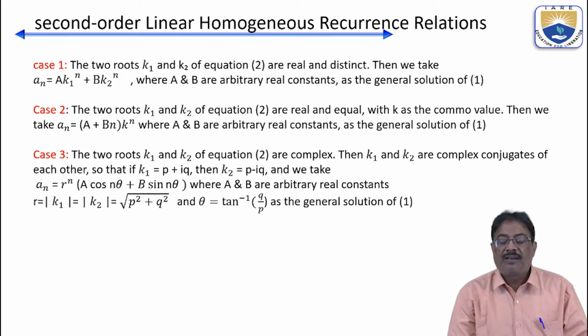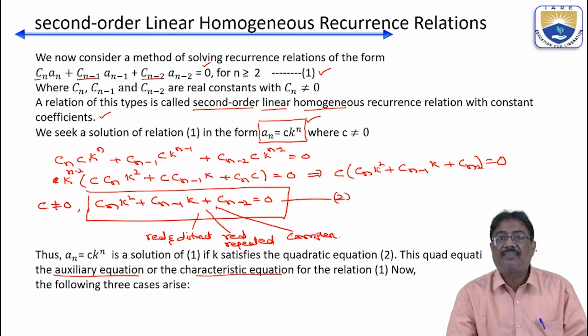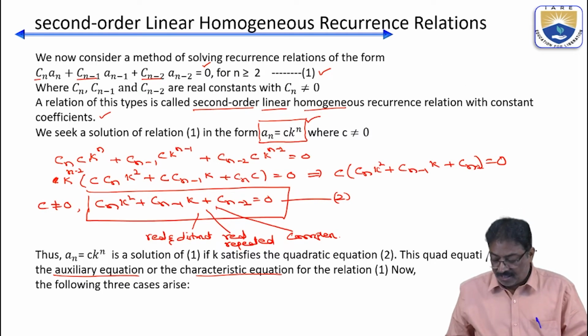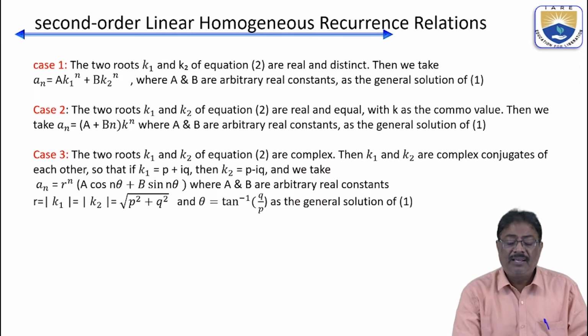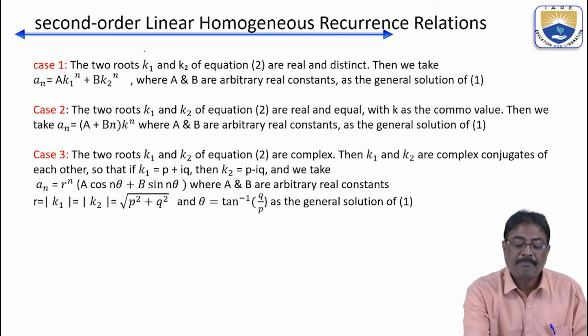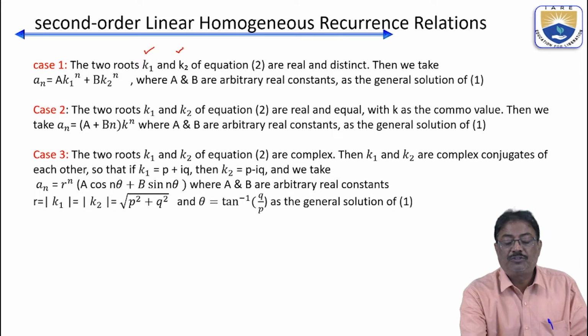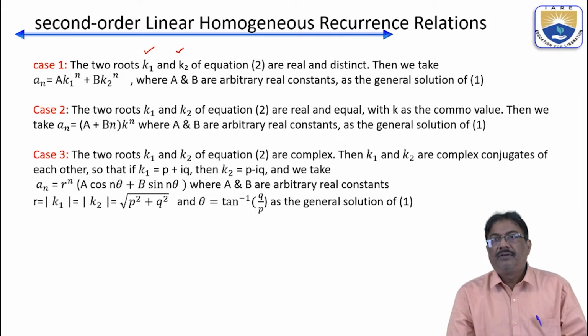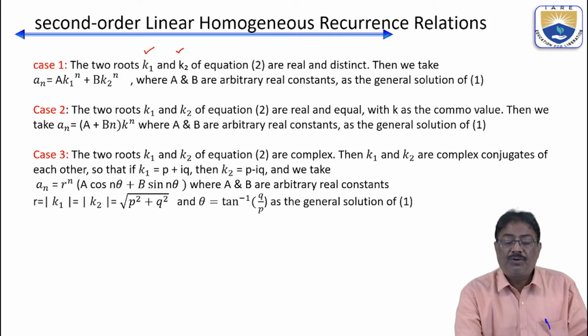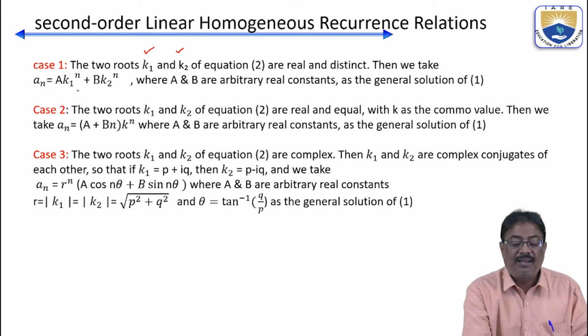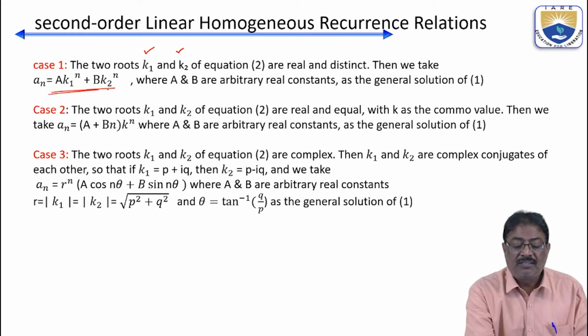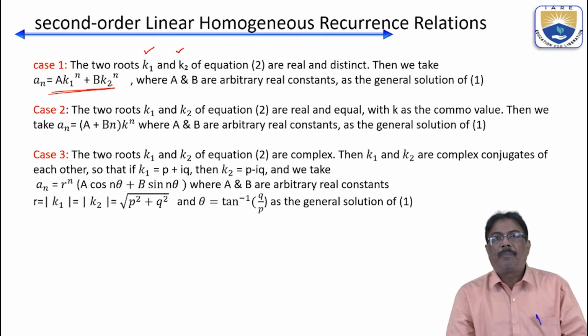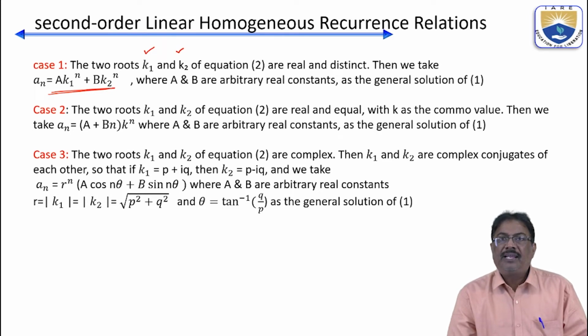First, case 1. Let the roots of this auxiliary equation be real and distinct. Let us assume those roots are k1 and k2. Whenever the roots are real and distinct, the solution is of this form: a_n = a k1^n + b k2^n. Here a and b are arbitrary real constants.